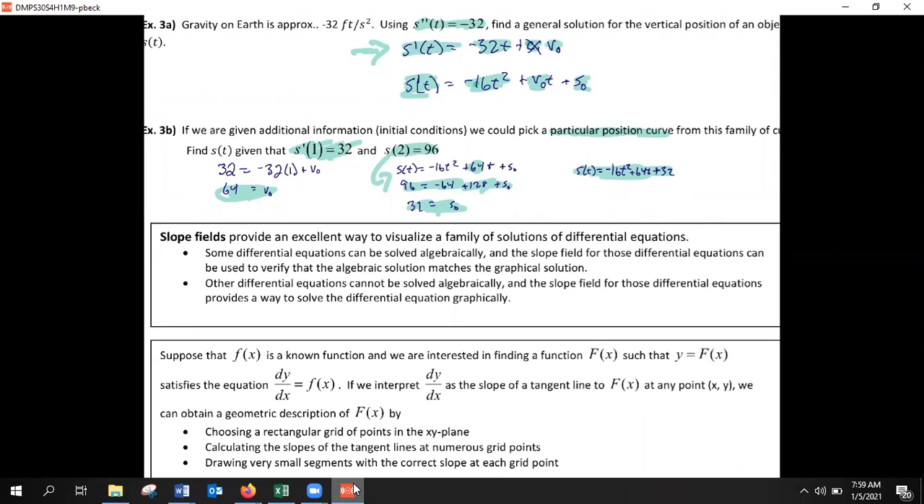Some differential equations can be solved algebraically, which is what we are going to be doing. We've already done some, but we're going to do some more work with that. Some actually can't, though. In fact, if I have y prime equals e to the x squared, this is not integrable. Sometimes we could use slope fields to help us visualize what that curve is actually going to look like.